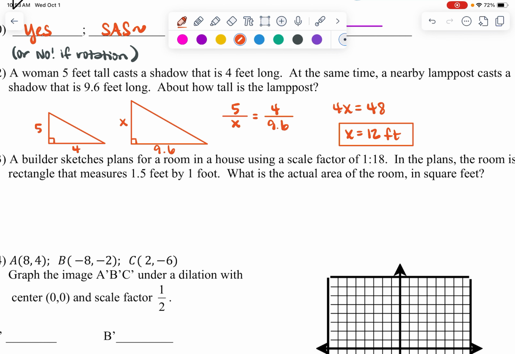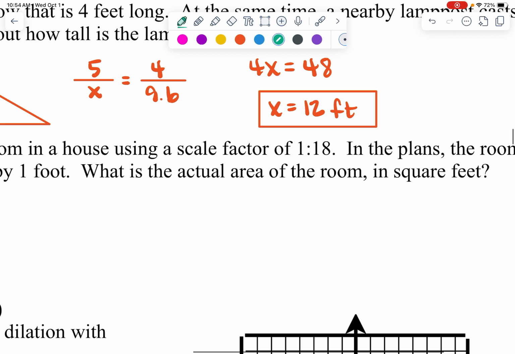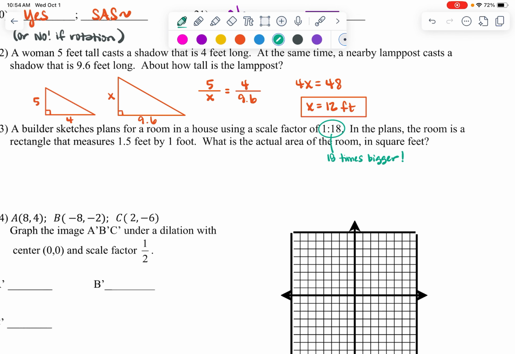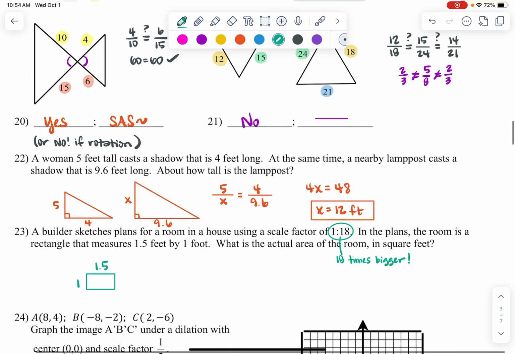All right, so a builder sketches plans for a room using a scale factor of 1 to 18. Keep in mind what this means, right? 1 to 18 means that the actual room is 18 times bigger. Now we could set this up as a proportion, but I'm just not, but you're more than welcome to. It says in the plans, the room is only 1 foot by 8 foot. Well, of course it's only 1 foot by 8 foot on the plans, because it's just a tiny little sketch of the plan.